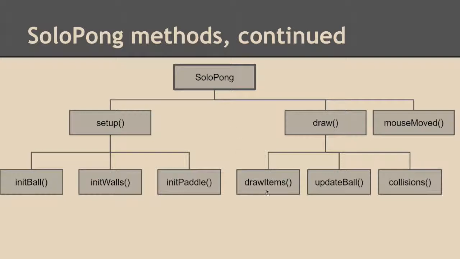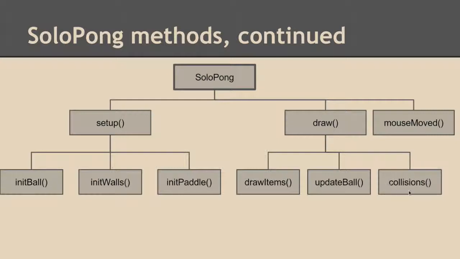So draw items will do just what it says. It will draw the 5 different rectangles that represent everything about SoloPong: 3 walls, 1 ball, 1 paddle. The update ball method will take care of moving the ball between frames so that its location changes slightly every time the draw method is called, therefore giving the illusion of motion. And then a method to detect collisions between the ball and the walls or the paddle.